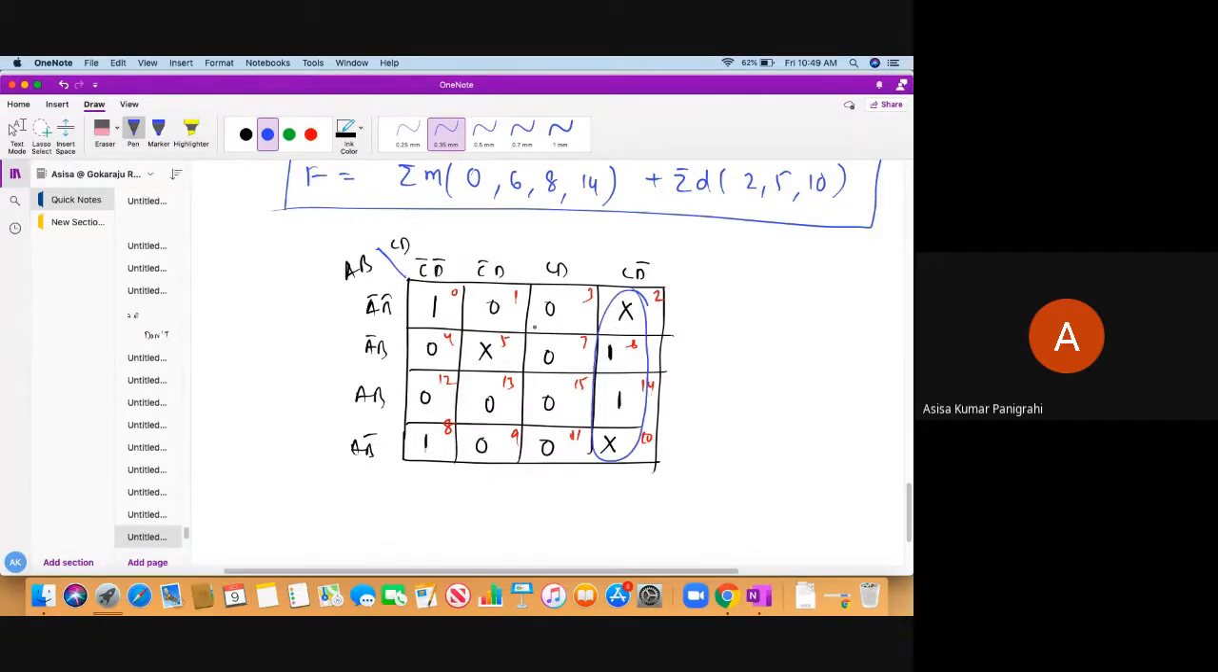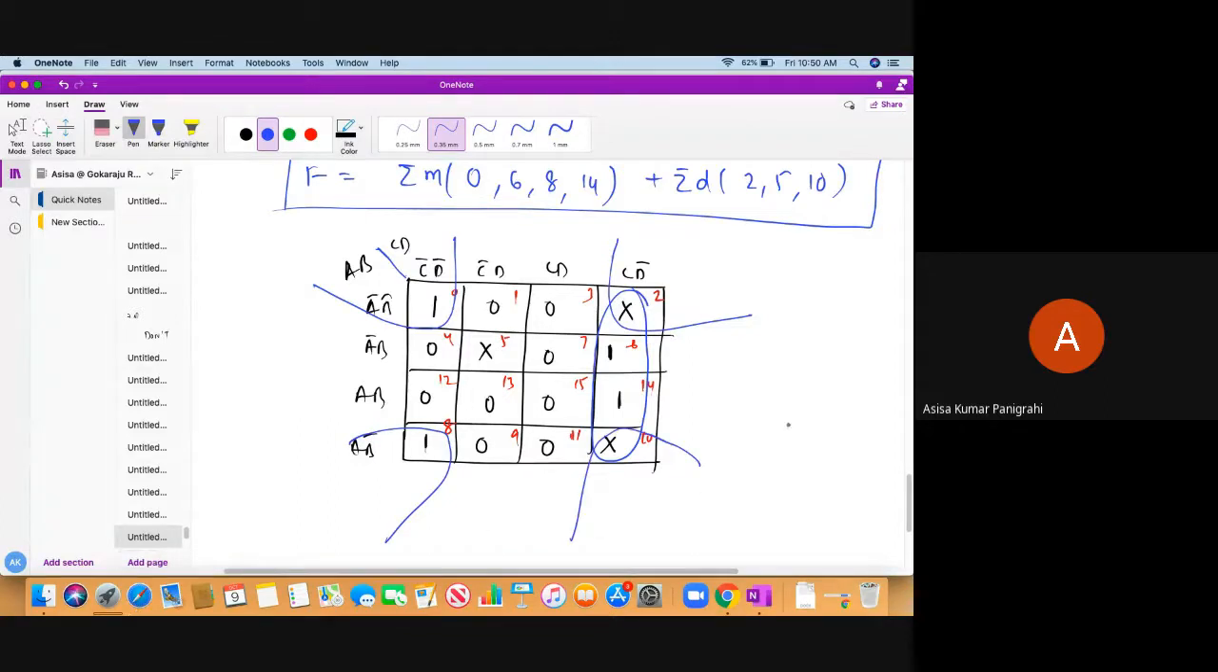Next, these two, how can we group? Many of the students will do it like this, but that is wrong. You can make use of these don't cares, as all four corners are edges and minterms. So you can use it like this. Okay, these are the two groupings.